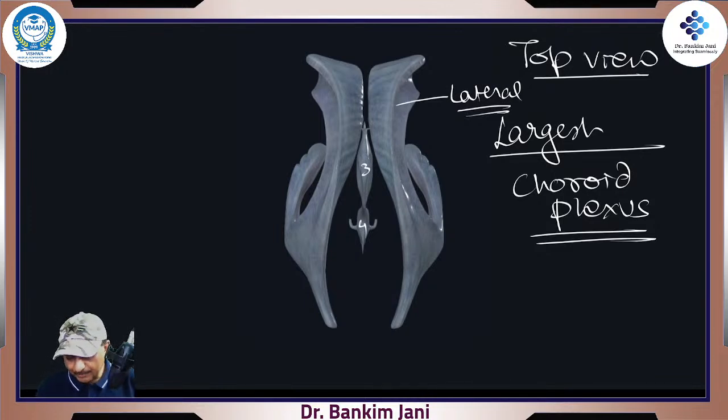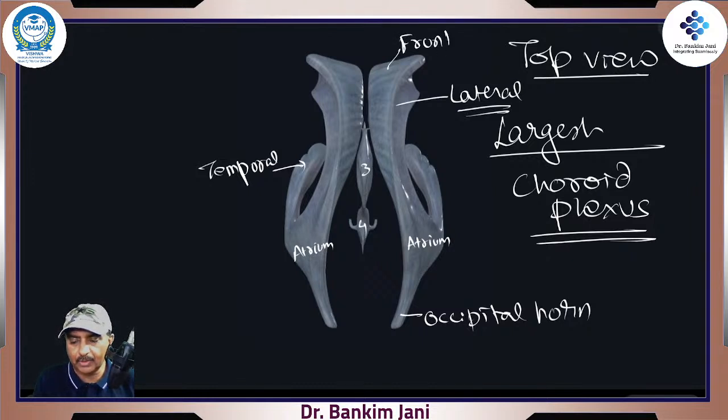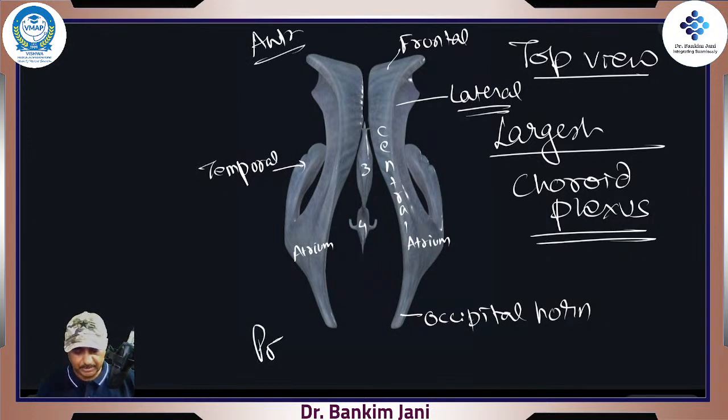By the way, this is the atrium. This is the atrium. So this one would be the temporal horn. This one would be the occipital horn of the lateral ventricle. And this one would be the frontal horn. And this is the central part. So this is anterior and this one is posterior. Now I think you are properly oriented.